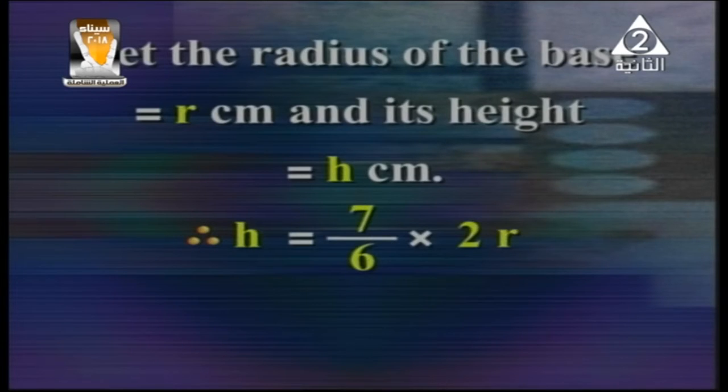Then the relation between height and radius: the height of the right circular cylinder equals 7/6 its diameter. The diameter equals 2r. Then the relation between h and r must be h equals 7/6 times 2r, or h equals 7/3 r, or r equals 3/7 h.